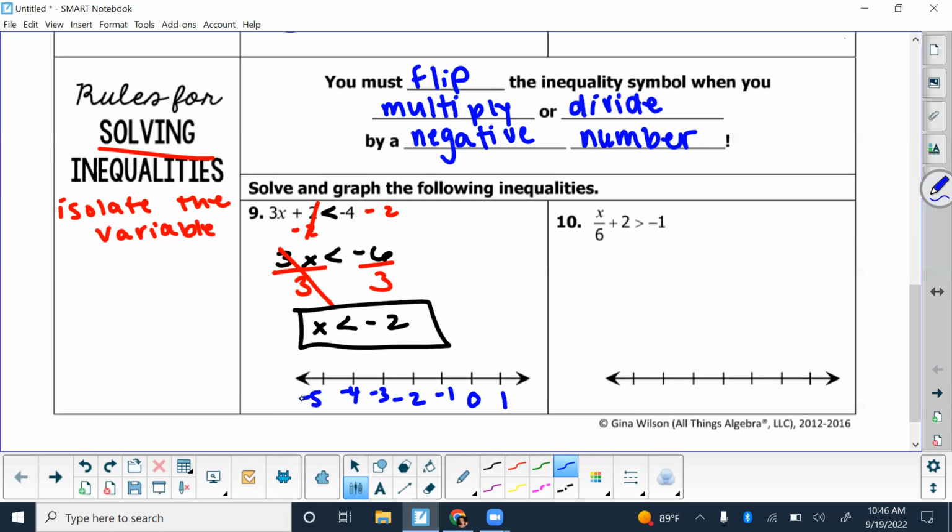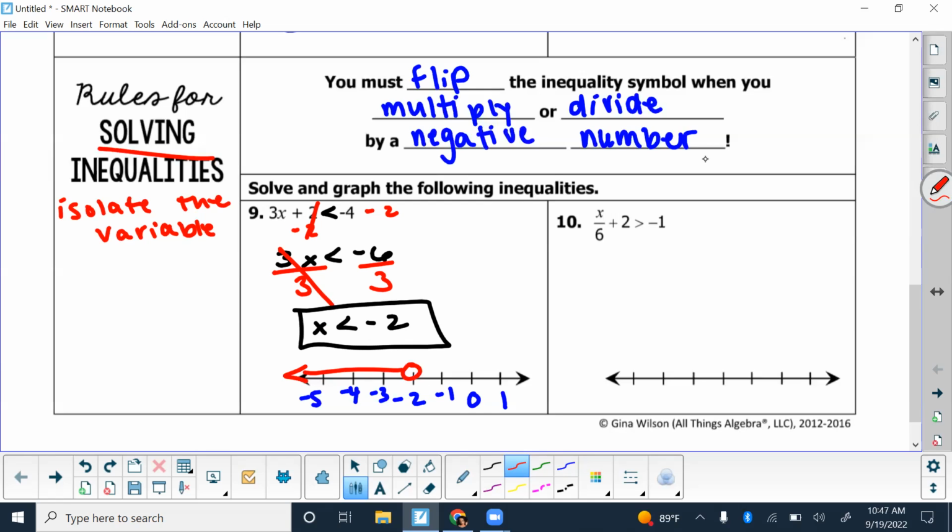Perfect. Where does the circle go? And will it be open or closed? And will it point to the left or to the right? Who thinks left? Who thinks right? All right, left is correct. And always take a moment, plug in and see. Is -5 less than -2? Yes, so I put the arrow in the correct direction. Good?